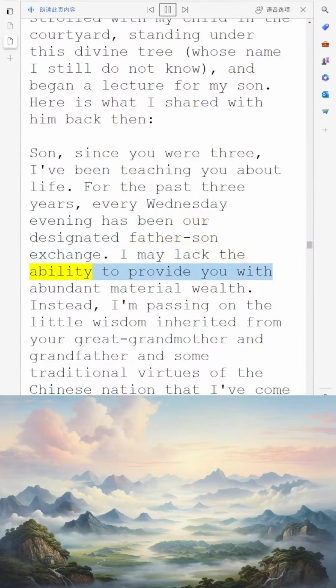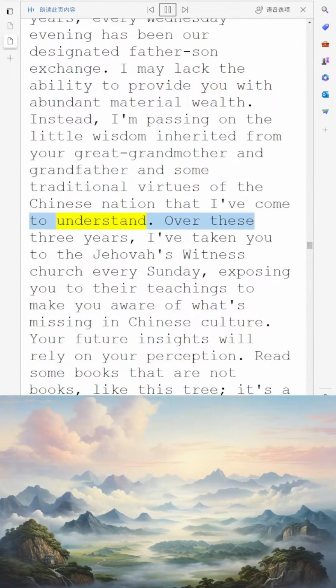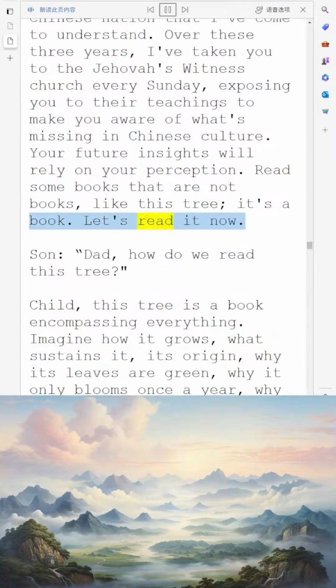I may lack the ability to provide you with abundant material wealth. Instead, I'm passing on the little wisdom inherited from your great-grandmother and grandfather and some traditional virtues of the Chinese nation that I've come to understand. Over these 3 years, I've taken you to the Jehovah's Witness Church every Sunday, exposing you to their teachings to make you aware of what's missing in Chinese culture. Your future insights will rely on your perception. Read some books that are not books, like this tree. It's a book. Let's read it now.